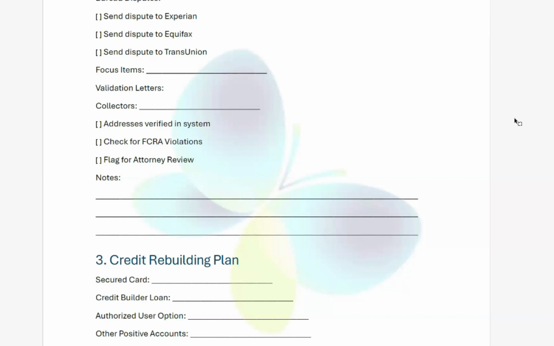So what our software does that is very different than other software is that our system creates credit action plans. It also tracks all FCRA violations and flags them for you, so that when you have a violation, you can send it to the attorney as well.